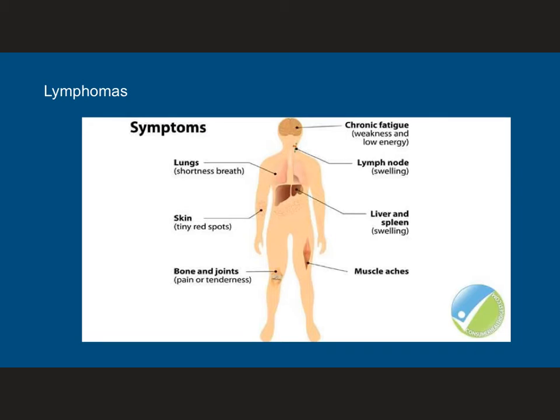So if you are feeling tired chronically, so chronic fatigue, you're going to have low energy oftentimes. Lymph nodes is another one that is very commonly used to identify if you have any health problems, not just cancer. So if it's swelling, you have a high chance of something's wrong with your immune system. Sometimes you may have shortness of breath for lungs. You may have liver and spleen swelling. It may just have different stomach ache or pain.